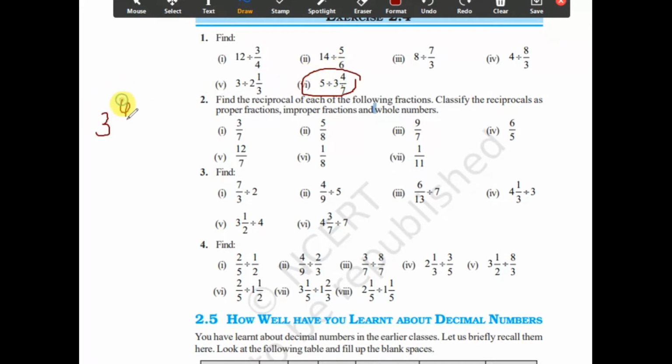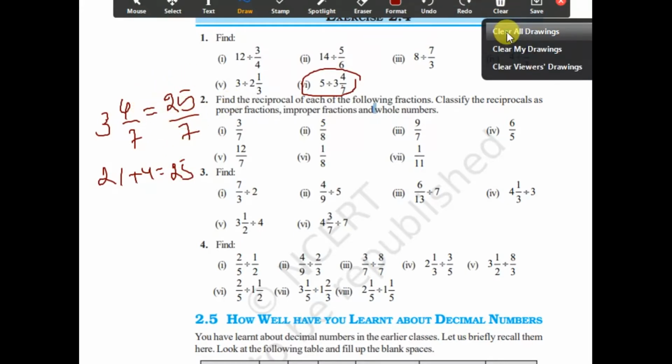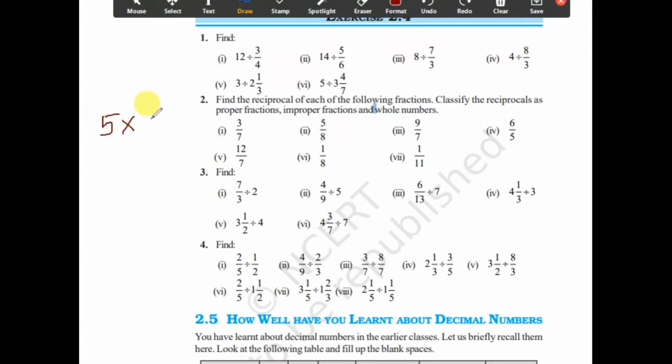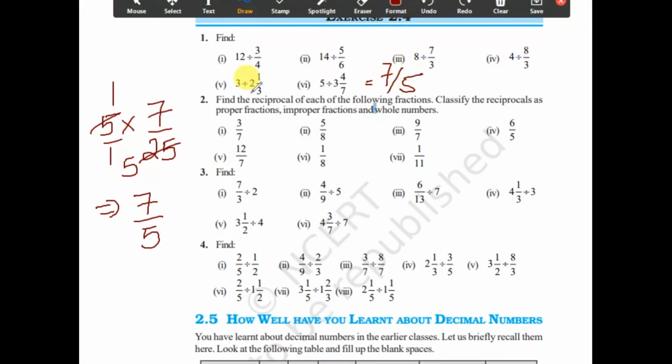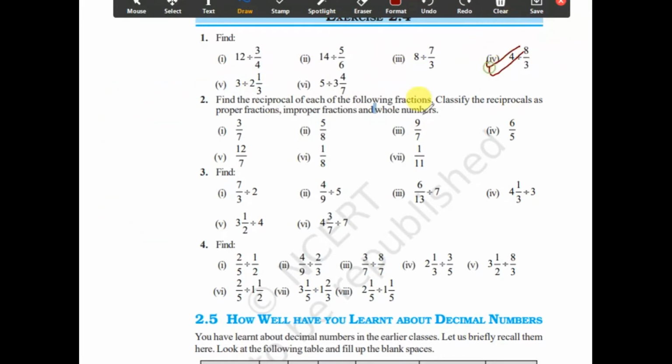First you convert this mixed fraction into an improper fraction. So 3 4 by 7, which will be 7 3s are 21, 21 plus 4 is 25, so I'll get 25 by 7. This is my improper fraction. Now 5 into 25 by 7, it will become 7 by 25. Now here you see they have a common factor, so 5 ones are 5, 5 5s are 25. So the answer you are getting here, 7 ones are 7 and 1 5s are 5, so the answer is 7 by 5. So it's very easy now. Okay, this one is left for you.